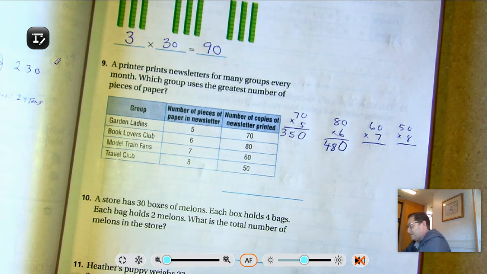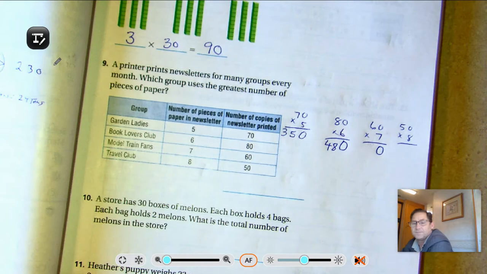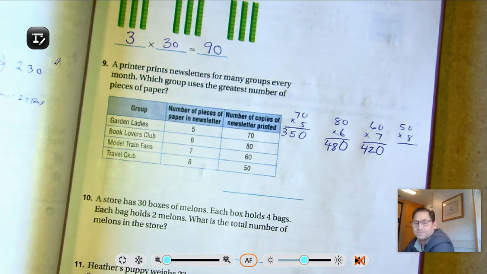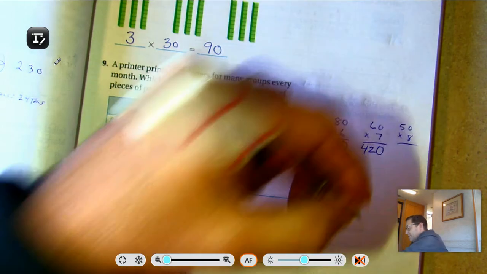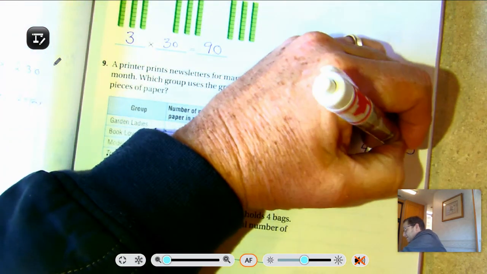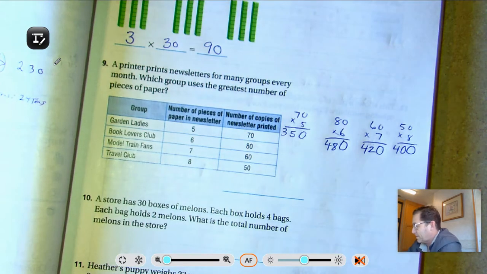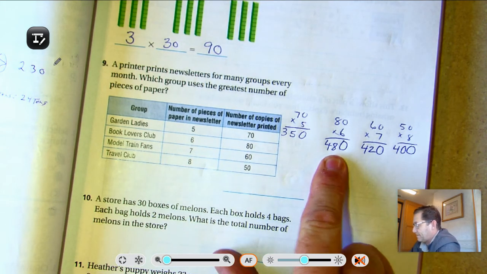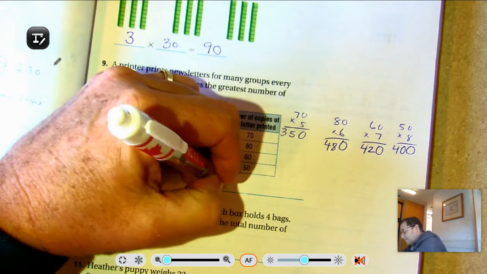60 times 7. 7 times 0 ones is 0. 7 times 6. Well, 7 times 5 was 35. So one more set of 7 would be 42 tens. And 8 times 50. 8 times 0 ones is 0. And 8 times 5 is 40 tens. So which group uses the greatest number? The greatest number is 480. So that was the Book Lovers Club.